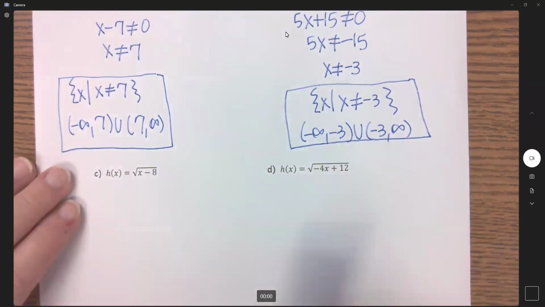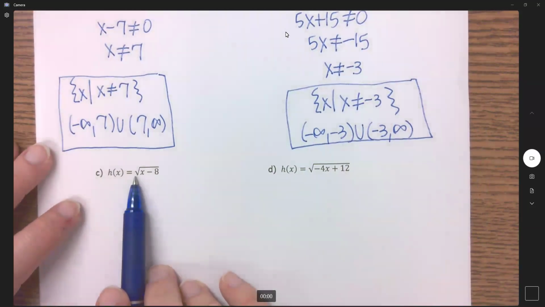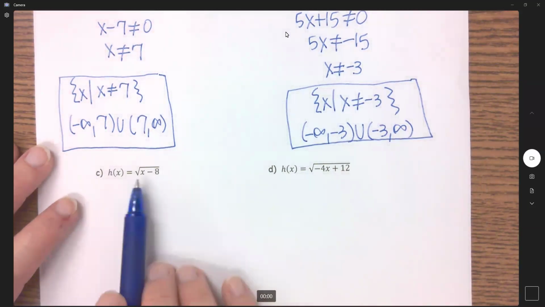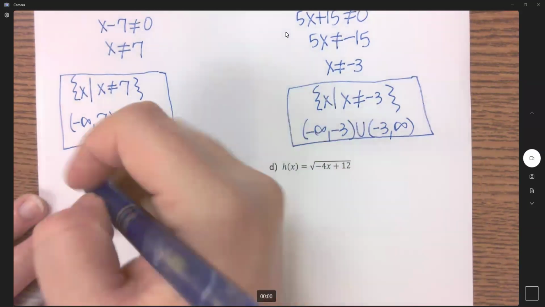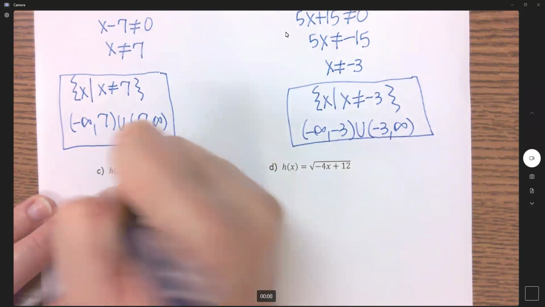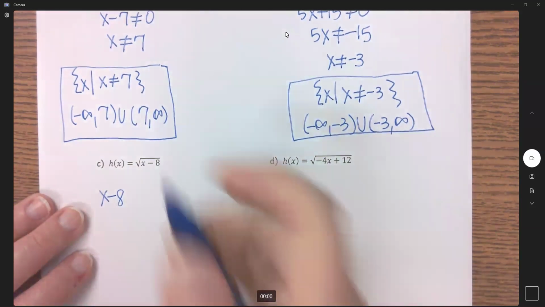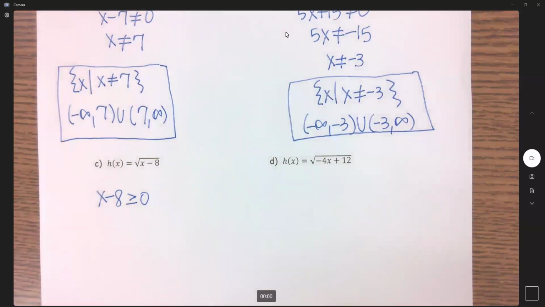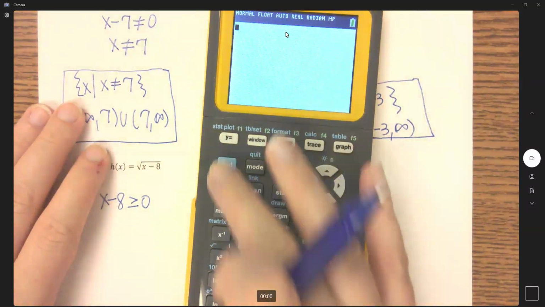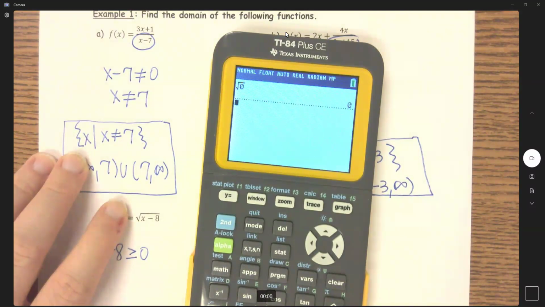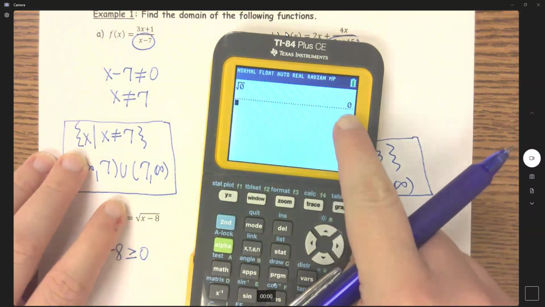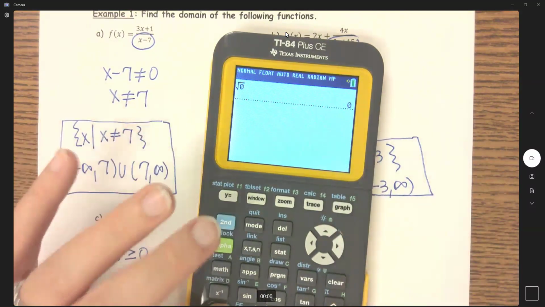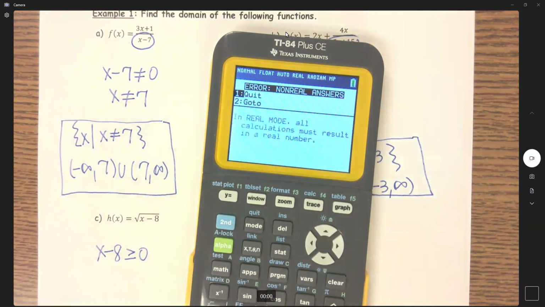Now, starting at C, we now start having radicals. And so because this is a square root, I cannot have a negative under it. So I'm going to take only what's under that radical, x minus 8, and set that to be greater than or equal to 0. I can have the square root of 0. That's okay. That gives me 0. It just cannot go lower than that.